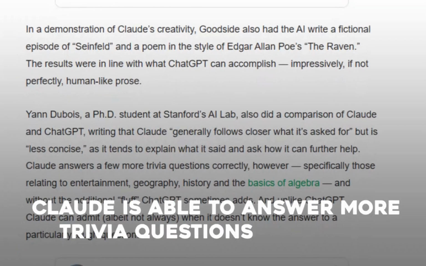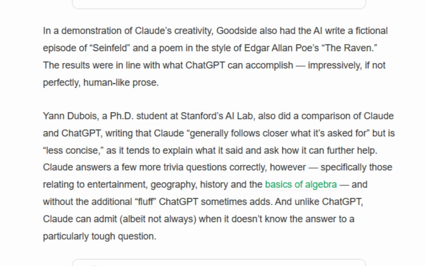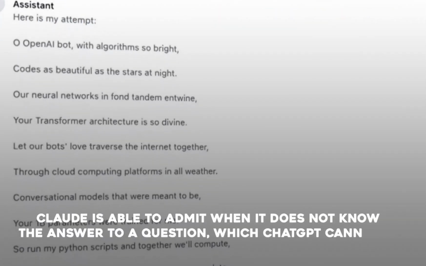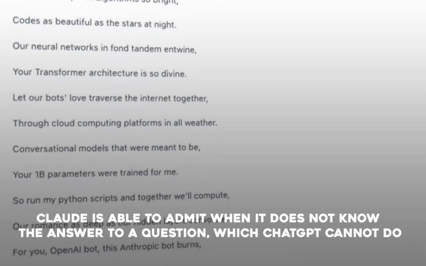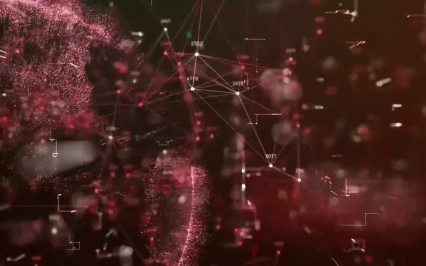However, Claude is able to answer more trivia questions correctly, particularly in areas of entertainment, geography, history, and basic algebra, without the additional information that ChatGPT sometimes includes. Additionally, Claude is able to admit when it does not know the answer to a question, which ChatGPT cannot do. Dubois found that Claude is weaker in math compared to ChatGPT, making visible errors and giving inadequate follow-up responses.